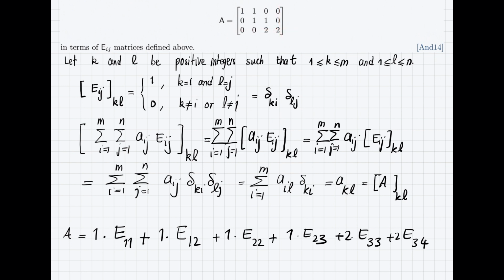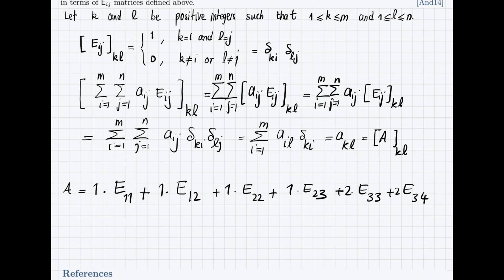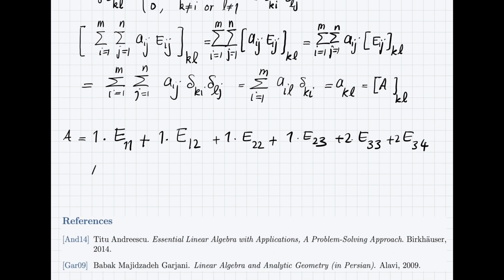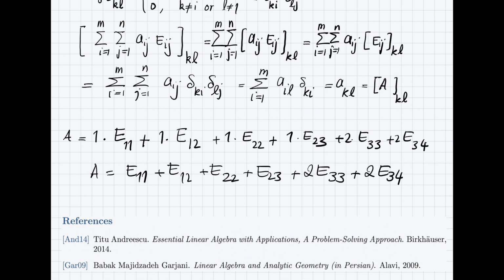Yes, so finally, if I want to write it compactly, A becomes equal to E_11 plus E_12 plus E_22 plus E_23 plus 2 times E_33 plus 2 times E_34. Okay, so that is writing A in terms of E.